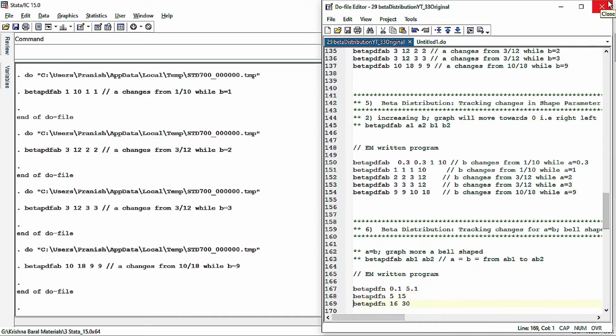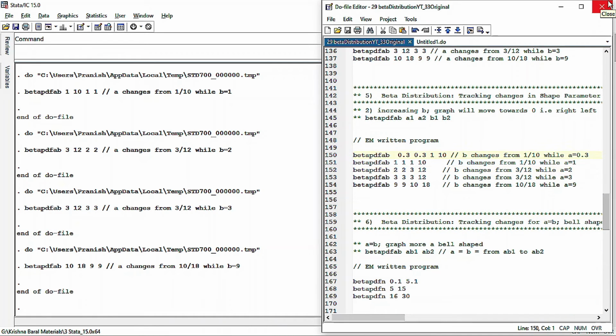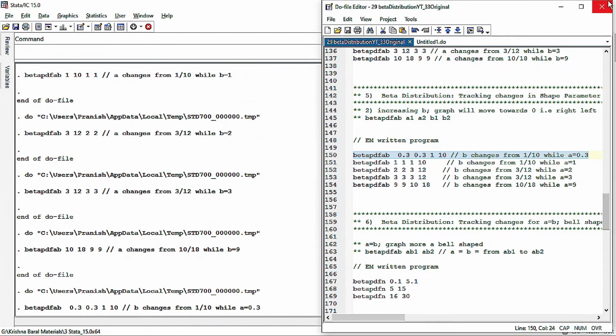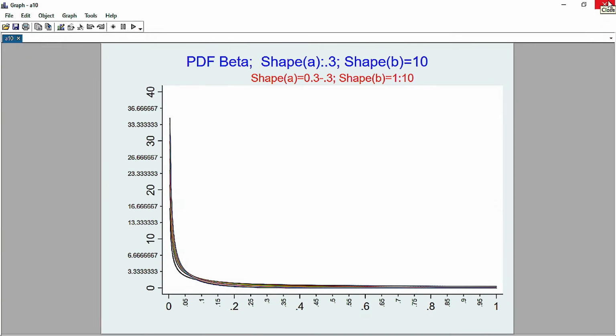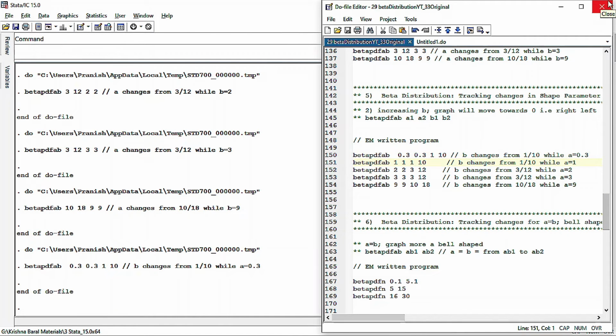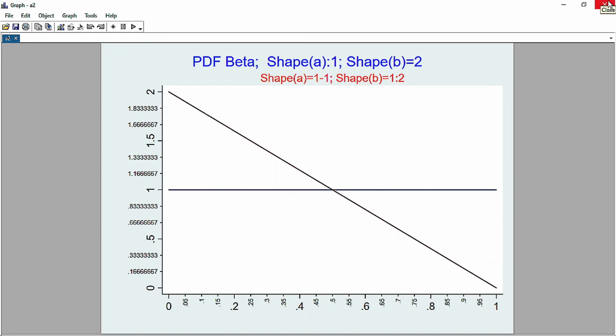Now let us see what kind of beta distribution we get when we change the b parameter for constant a. Here a is 0.3 and b parameter is going to change from 1 to 10. Let us repeat the process, and for the a parameter to be 1, the b parameter is going to change from 1 to 10.